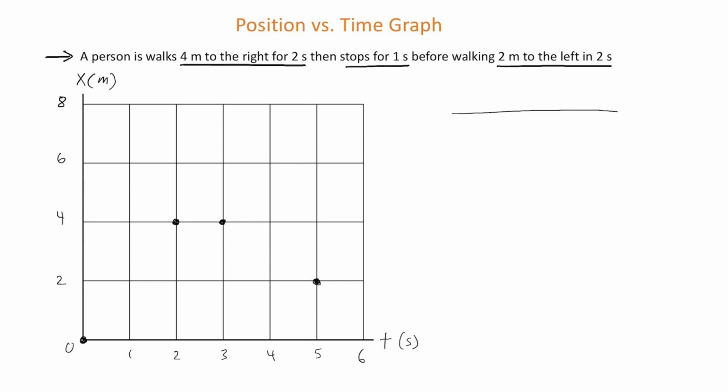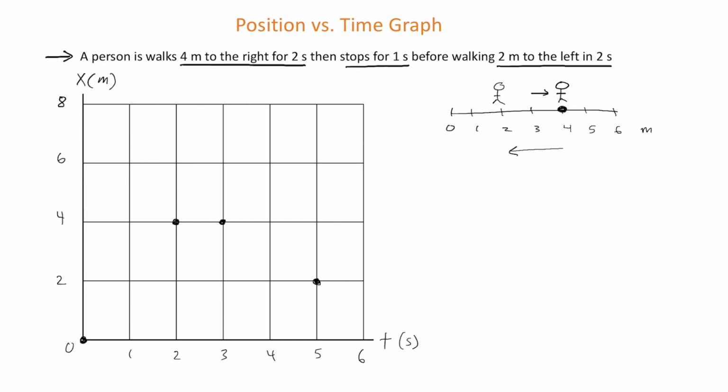If you have trouble visualizing this motion, let's draw a little number line. We had a person that made it to 4 meters by moving to the right. That took 2 seconds. We then stopped for 1 second, but we didn't move, our position didn't change. And then finally, the person turned around and started moving to the left.